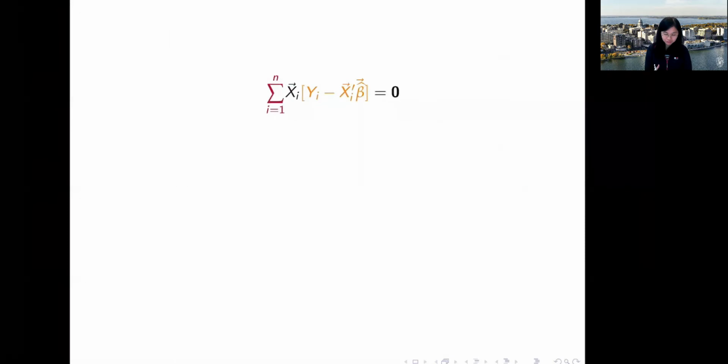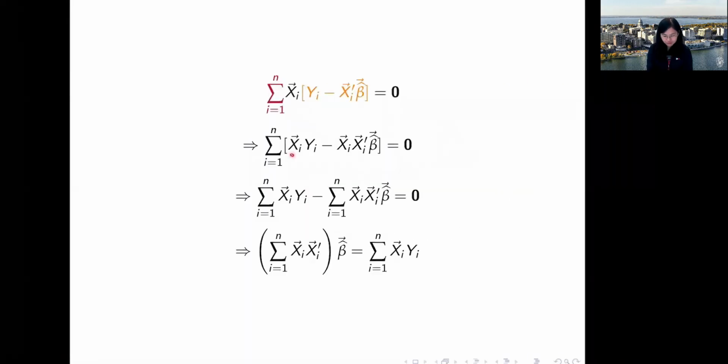So what we are going to do next is to distribute this vector to these two terms that we are adding up. The distributive rule still works for vectors and matrices as long as the product is conformable. So we can distribute it to these two terms, and we get this sum of xi vector times yi minus xi vector times xi vector prime times beta hat vector.